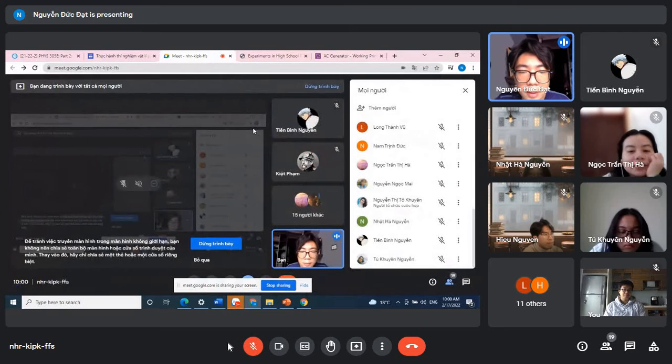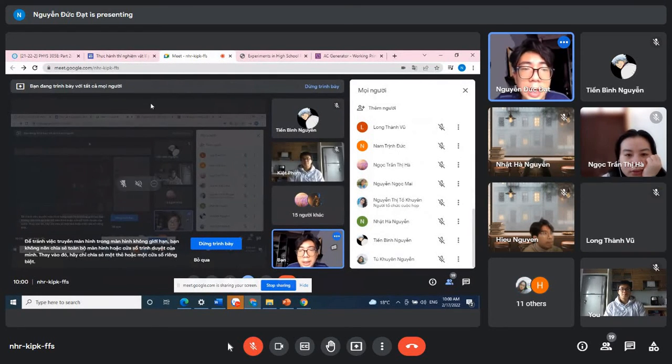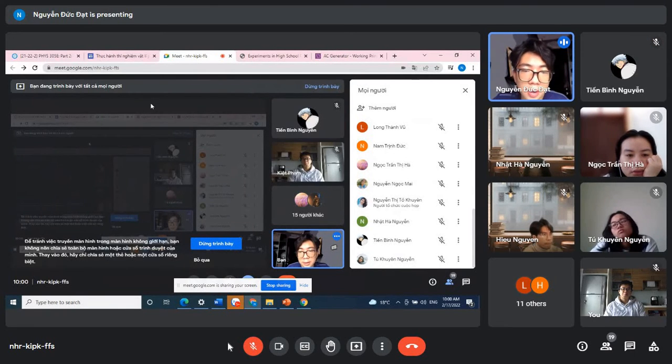So now we are going to watch the video and see how we can use the split rings and the brushes to collect the AC and the DC current. Okay.